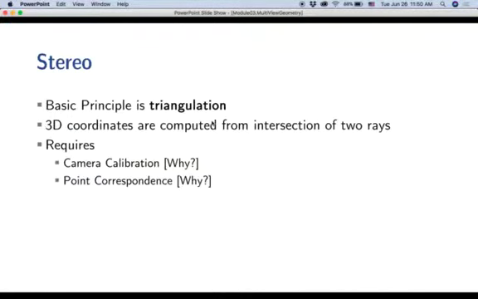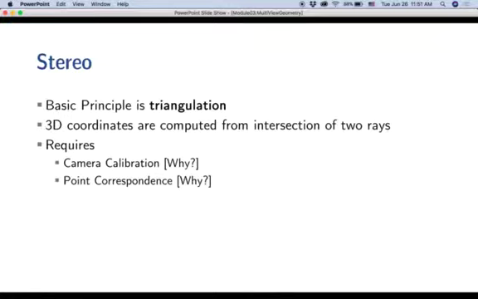The basic principle in stereo computation is triangulation. I have two observations from two points, and from that I'm triangulating. This idea is also used in many other circumstances, for example in computing your location from GPS signals, or indoor localization, let's say from Wi-Fi or Bluetooth signals. We still use triangulation. It's the same idea, just that the sensor is now a camera. 3D coordinates are computed from the intersection of two rays.